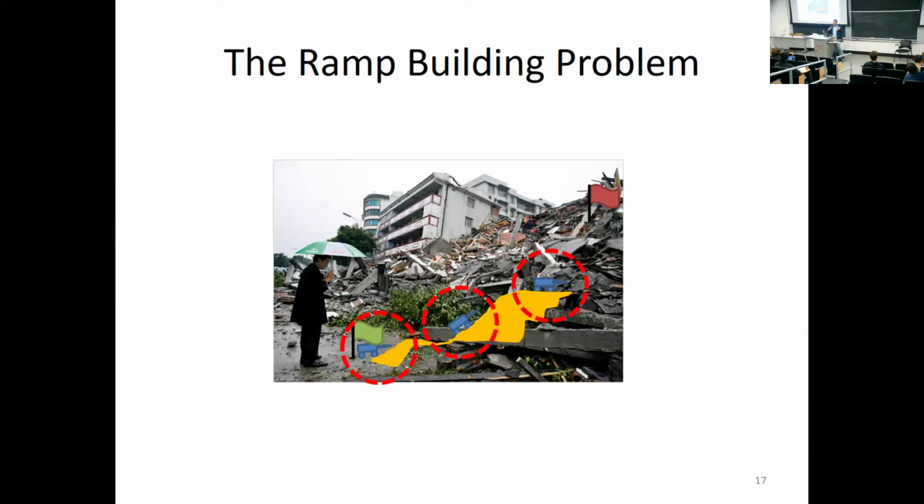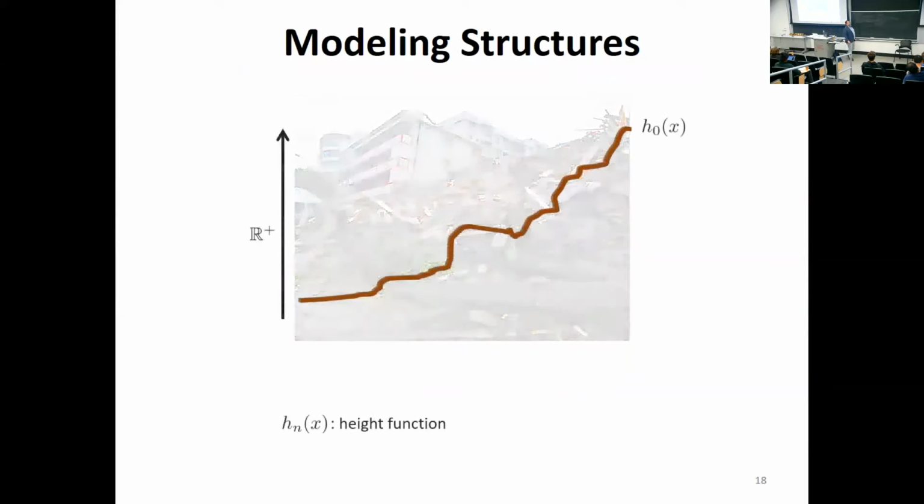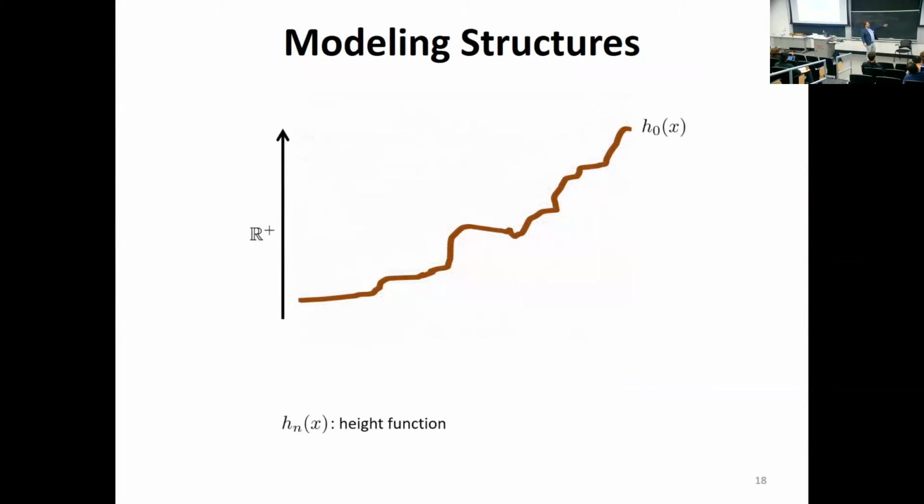Now, if we want to do that and generate a proof for that, we need to decide three things. The first is I need to think about modeling the structure. In order to capture this irregularity, we're going to use continuous height functions, R. So the height function, and then h naught, because it's the first one. So that's our initial type.